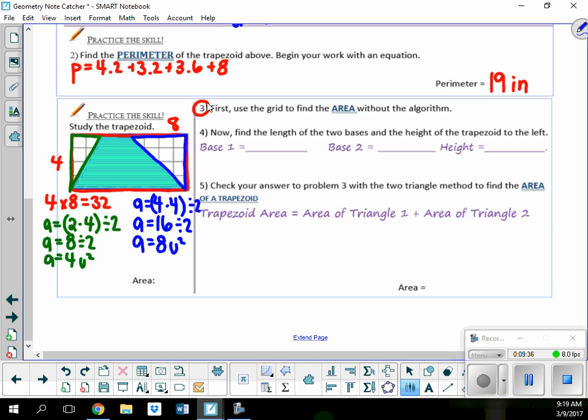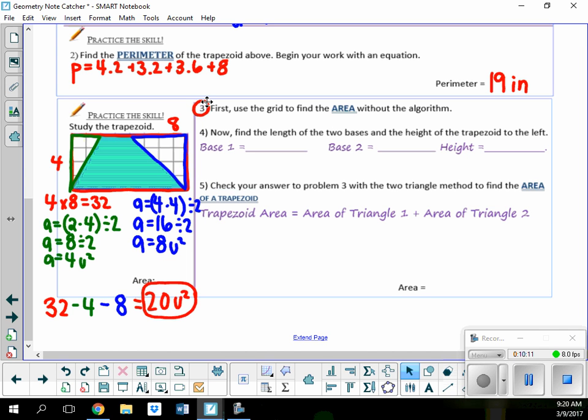So let's take the total area here, which was 32. We'll subtract the green triangle, and we'll subtract the blue triangle. And we are left with 20 units squared using that strategy.